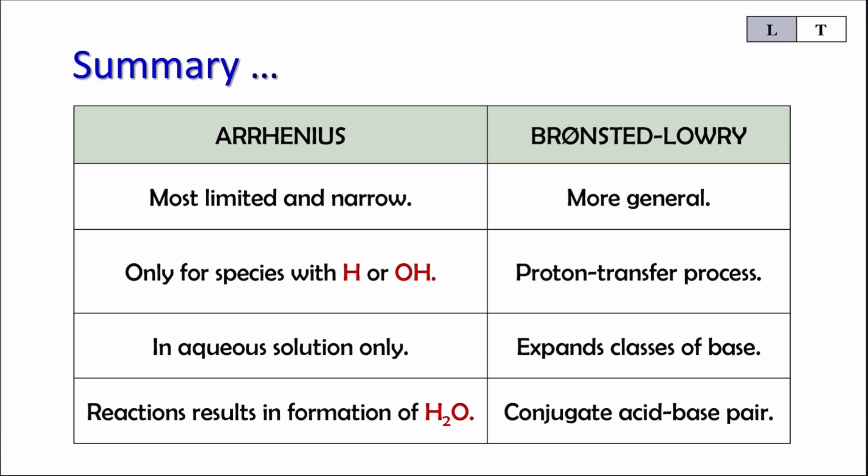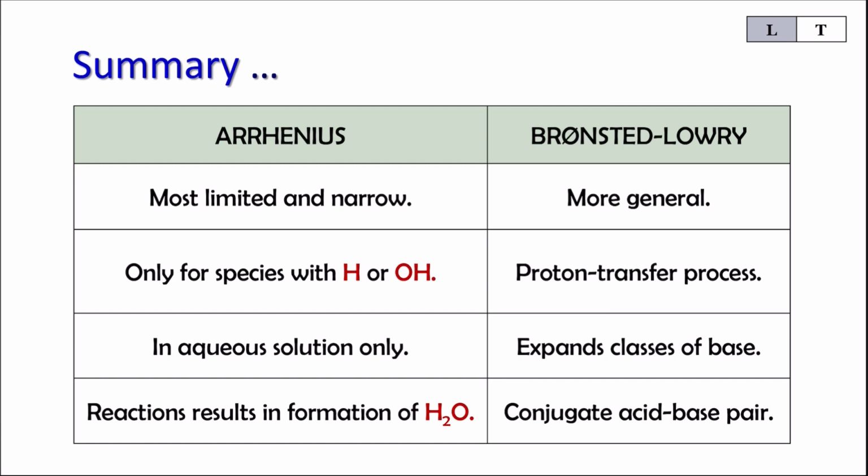And then untuk Arrhenius, ia hanya wujud untuk aqueous solution sahaja. Tapi untuk Bronsted-Lowry, dia expands the classes of base. And last one, untuk Arrhenius, results dia hanya menghasilkan formation of H2O. Tapi untuk Bronsted-Lowry, awak boleh hasilkan conjugate base dan juga conjugate acid.